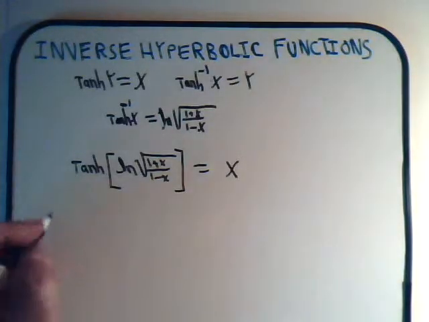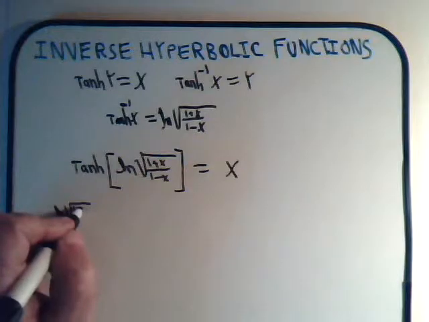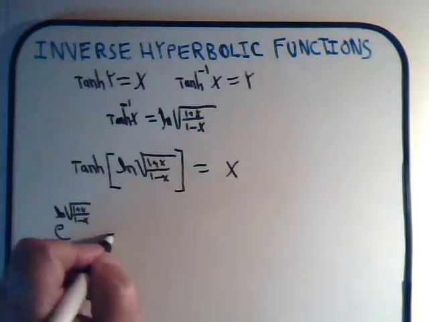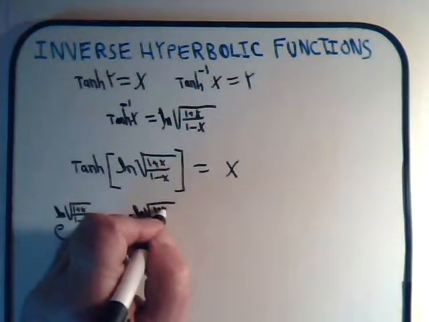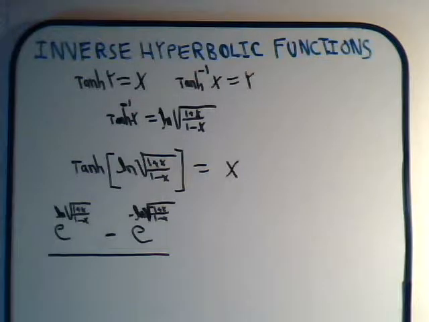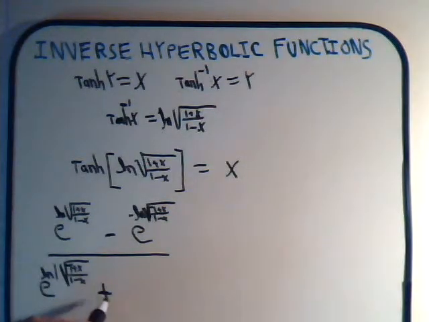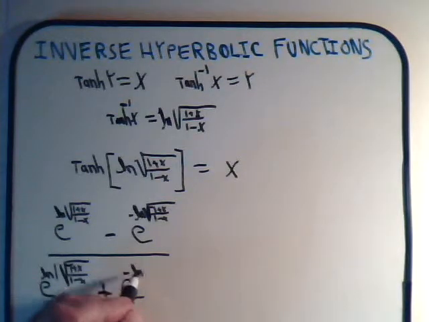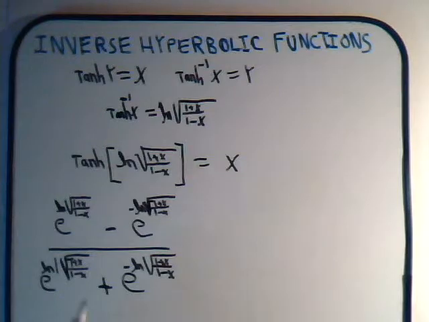So we start off with our basic definition. We'll have e to the natural log of the square root of 1 plus x divided by 1 minus x, minus e to the negative natural log of the square root of 1 plus x divided by 1 minus x, and that is going to be divided by e to the natural log of the square root of 1 plus x divided by 1 minus x, plus, now this is going to be a plus just because of the cosine term, e to the minus natural log of the square root of 1 plus x divided by 1 minus x. And will this come out to be equal to x?